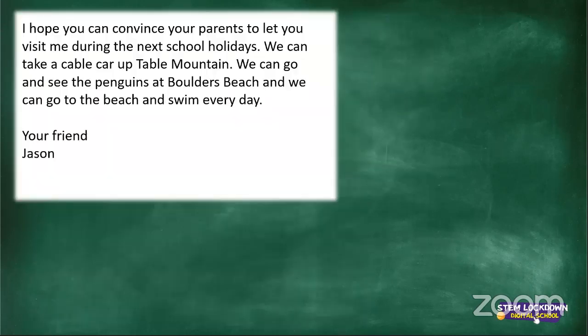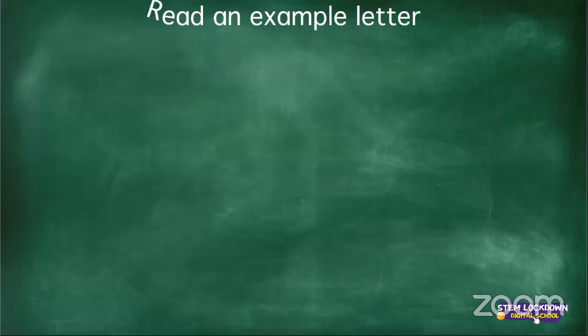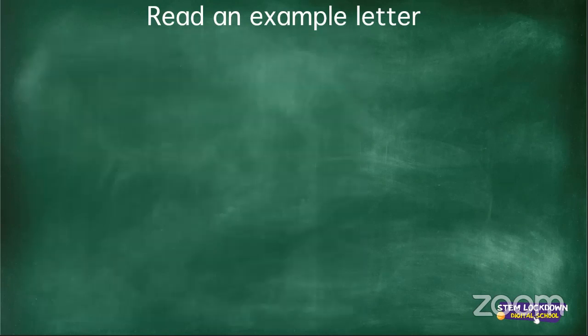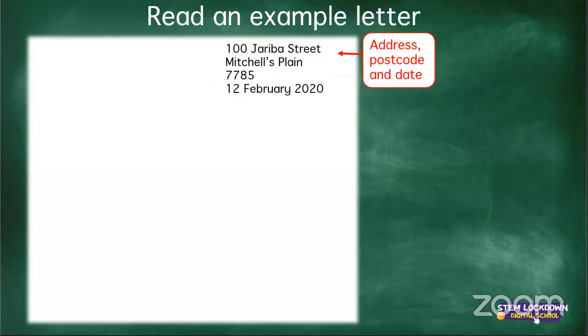So we're going to go on now. And this time, I want you to read the letter and notice how it's set out. Okay. So I'm going to start the letter. 100 Yariba Street, Mitchell's Plain, 7785, 12th of February, 2020. That is the address. Do you notice the address is mentioned, the postal code is mentioned, and the date? There's 3 things up there.